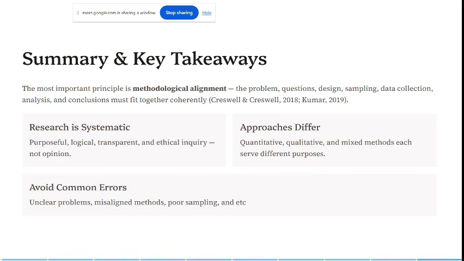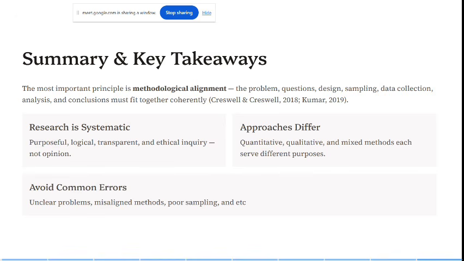Okay, so avoid common errors. Most of the time researchers make errors because when they choose a topic, they have unclear problems. Their methods are misaligned, and the sampling method is not good enough, so they have a poor sampling method. The consequence of all these errors might be a bad result for your work, so at the end you will not find anything. This is a point you need to consider all the time in your research study.